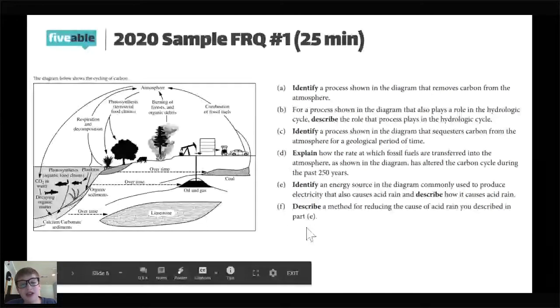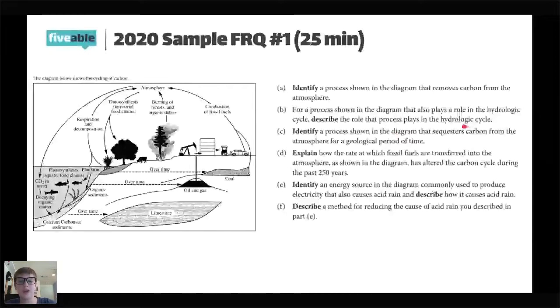And we're also connecting it to Unit 6 because it's talking about fossil fuels in Part D. Then we're talking about Unit 4 because we're talking about sequestering carbon from the Earth in a geological period of time. And then we're also talking about carbon and water cycles. So we have Units 1, 4, 6, and 7 all in this FRQ.